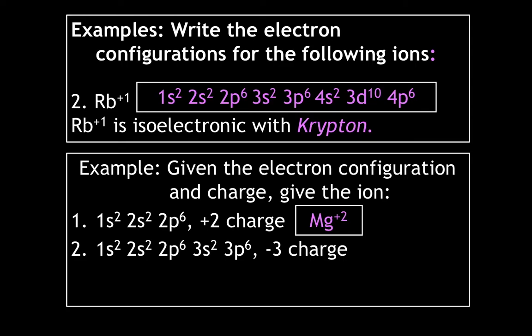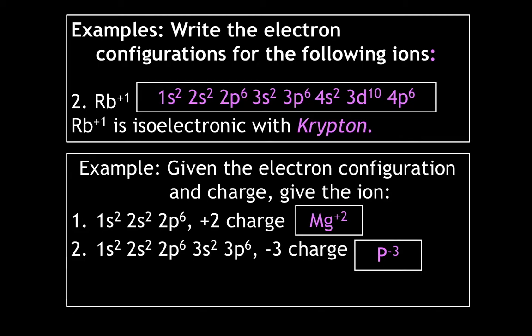So just to kind of show you 3p6, so this is 1, 2, 3p6, so we're at argon with a -3 charge. So it's minus now, so we're going to the left 3. So 1, 2, 3, so it should be phosphorus with a -3 charge, and it is, okay?